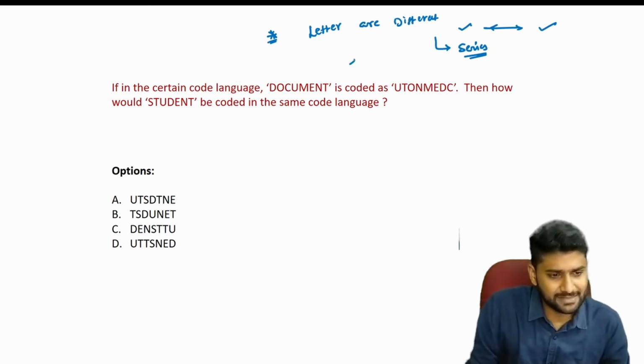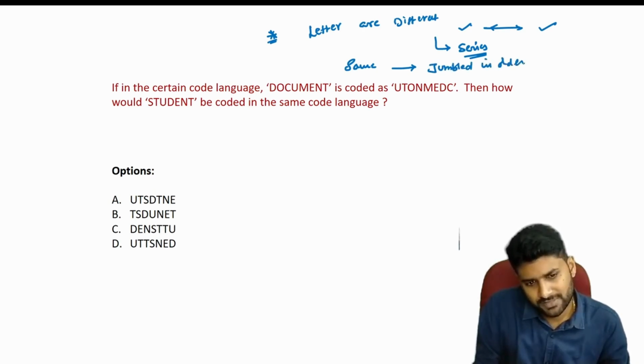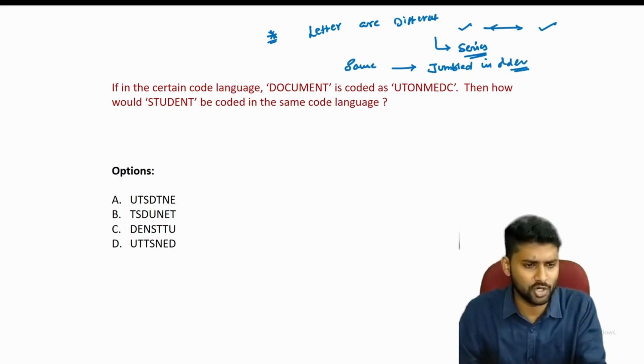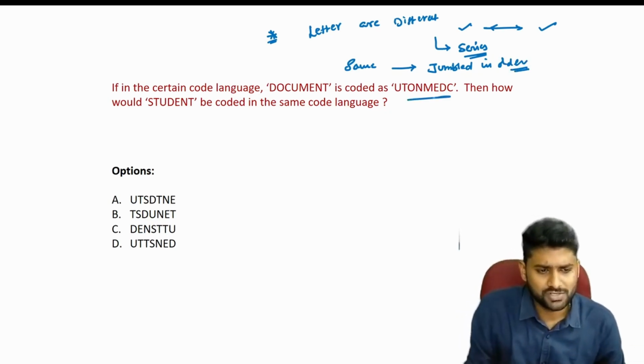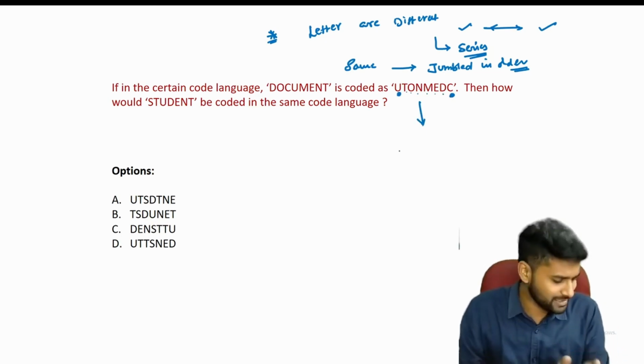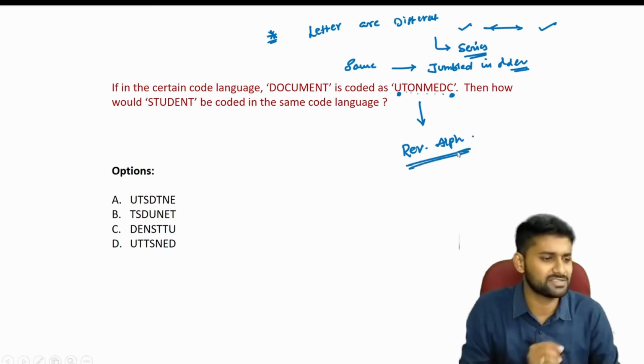If letters are the same, they follow a jumbled order. So they change their positions. That's it. You can see that all these letters in the document you can see in the code. So what is the logic they followed? If you observe, it starts from U and ends with C, D, E, M, N, O, T, U. So all these letters are arranged in reverse alphabetical order. They are arranged simply in reverse alphabetical.